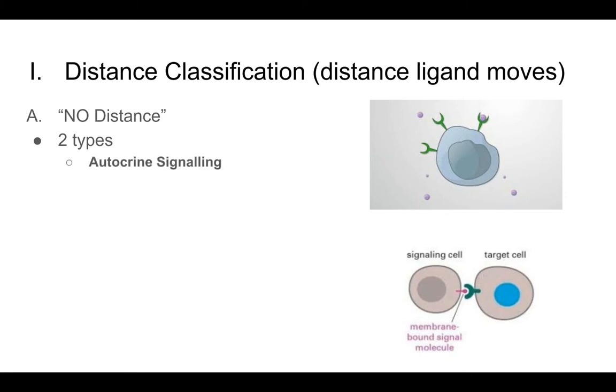The first one is autocrine signaling. Now, we saw that autocrine signaling right here in this top picture. This is when a cell makes and releases its own ligand that binds to a receptor on the cell, either on the membrane or possibly an internal receptor if we're talking about a ligand that's nonpolar. So autocrine signaling, this would be like if you are talking to yourself, if you are communicating with yourself.